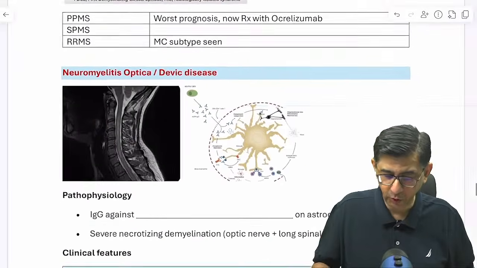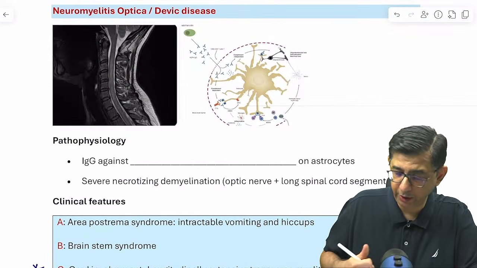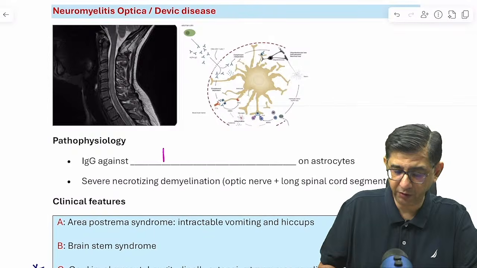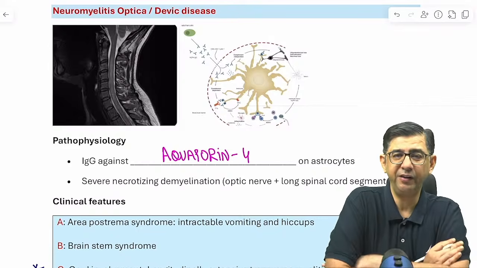I have it. Neuromyelitis optica. Let's do that. NMO. Here the antibodies against aquaporin 4. Let's do that quickly. So neuromyelitis optica is formerly called Devic's disease.